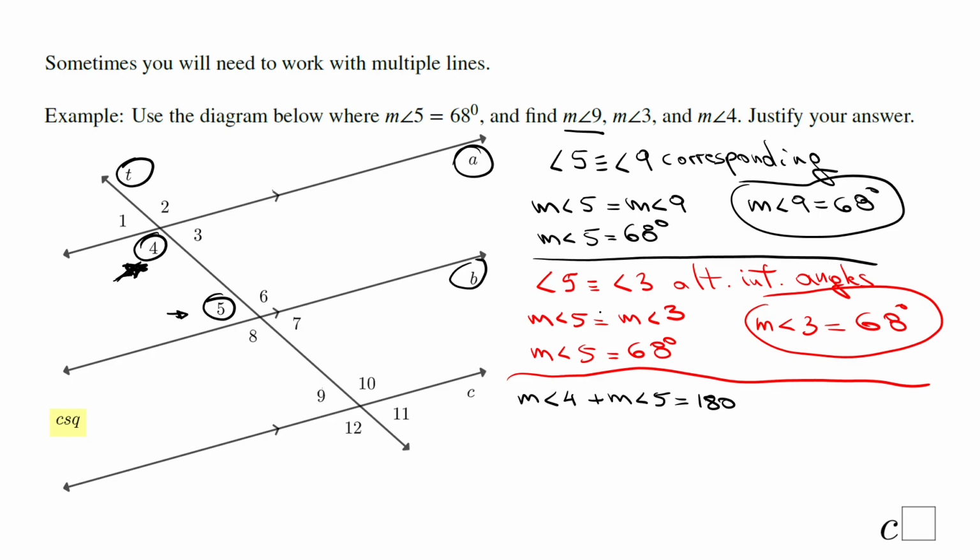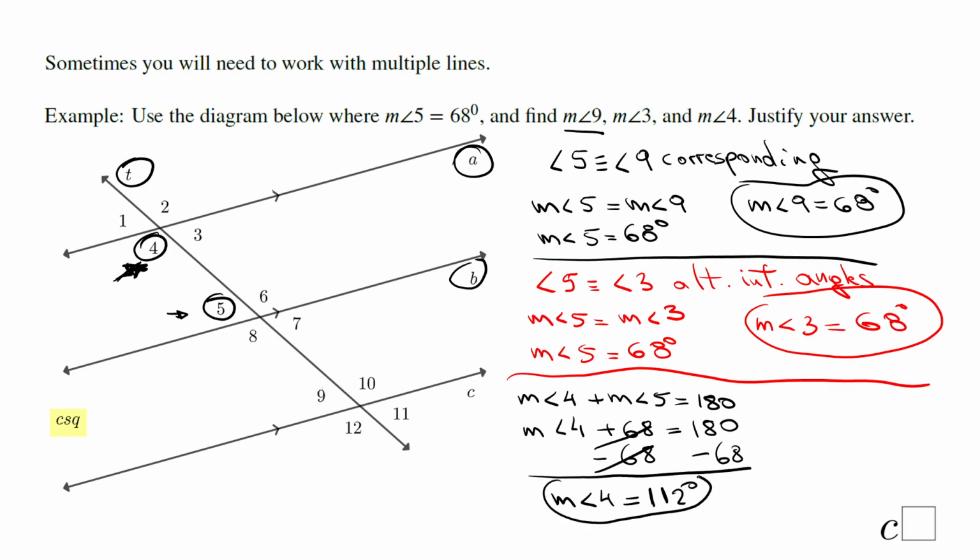Now we know the measure of angle 5, it's 68. So I replace it, and one more step, subtract 68 to get rid of this plus 68. And we finish this problem. We just have to do 180 minus 68, and that will be 112 degrees. And that's it for this problem. So you notice this is a good example to see the only two properties we have, congruent or supplementary.